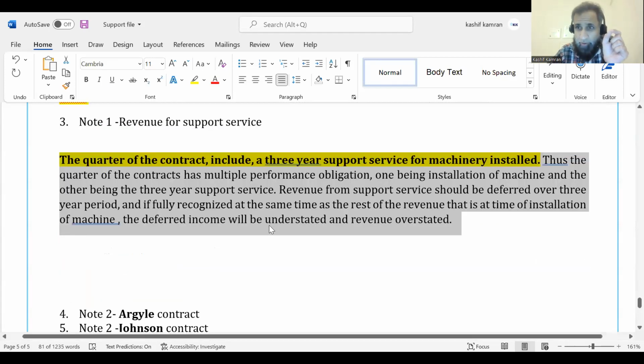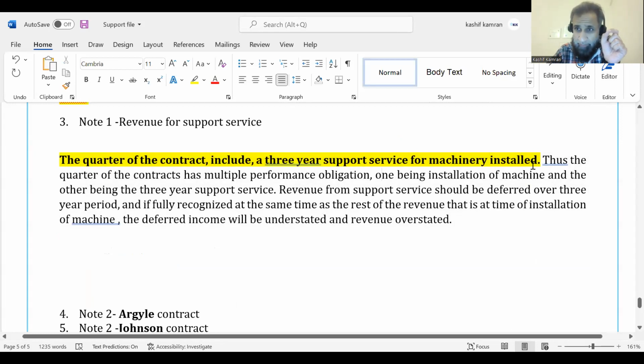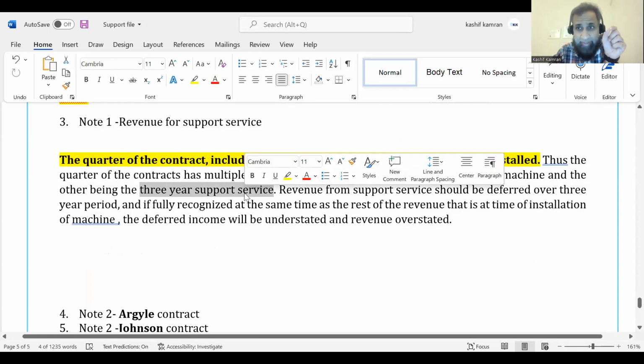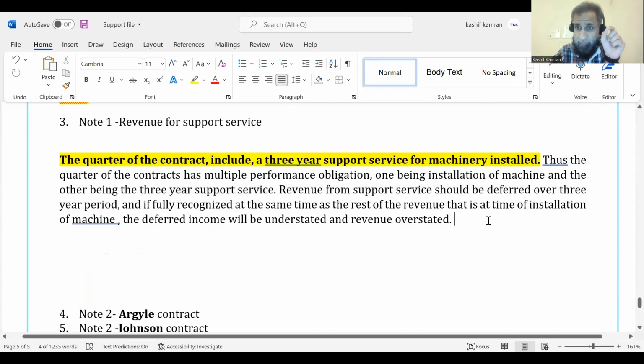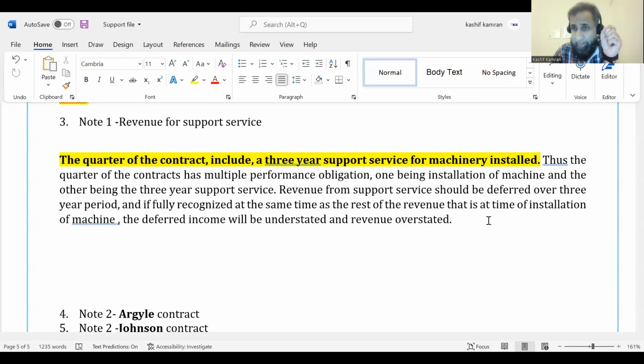A quarter of the contracts include a 3-year support service for machinery installed. Full stop. Thus, the quarter of the contracts has multiple performance obligations. One being the installation of the machine and the other being the 3-year support service. So you cannot recognize the entire revenue on the installation of the machine because there is a component of a 3-year service support. So some of the revenue has to be recognized over a 3-year period.